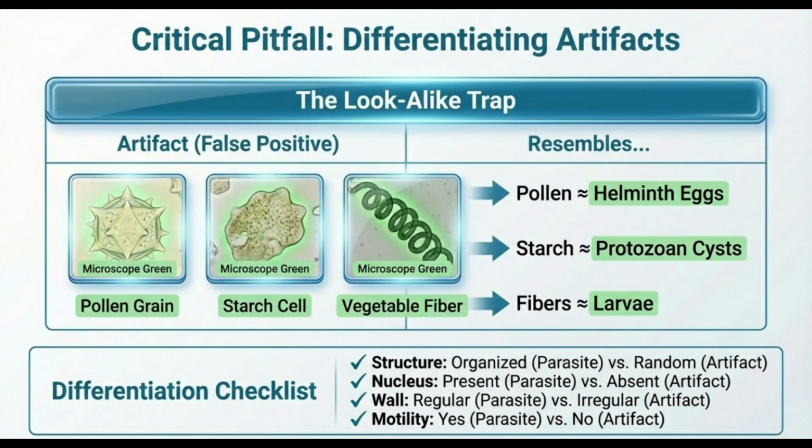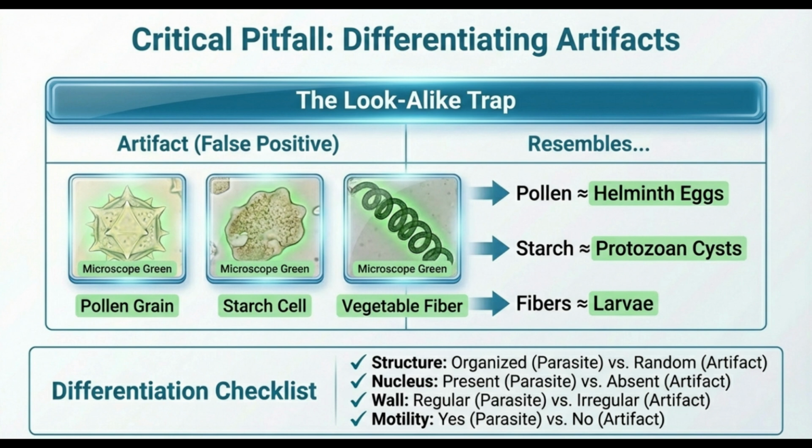Now we have to talk about a major challenge, the look-alike trap. It's incredibly easy to mistake a harmless artifact for a parasite. A pollen grain can look a lot like a helminth egg. A starch cell might be confused with a protozoan cyst. A simple vegetable fiber can even masquerade as a larva.